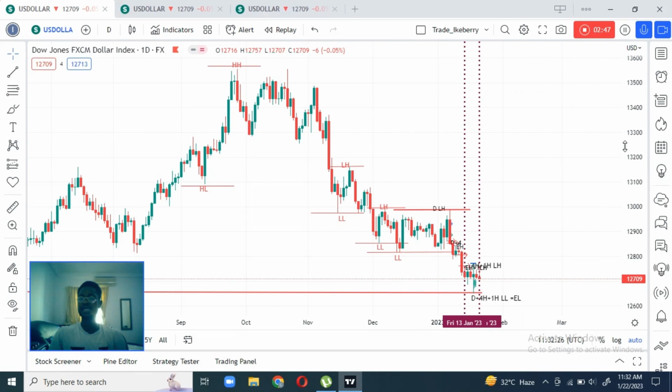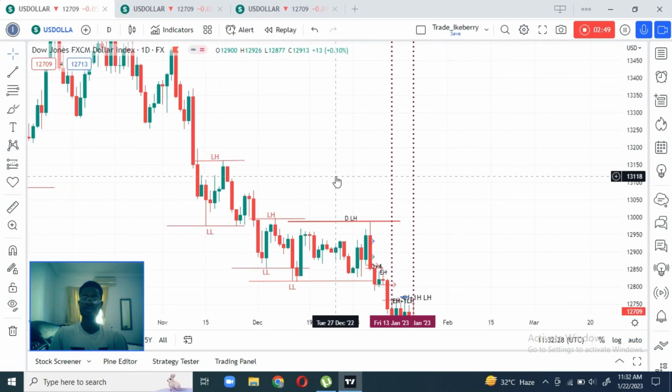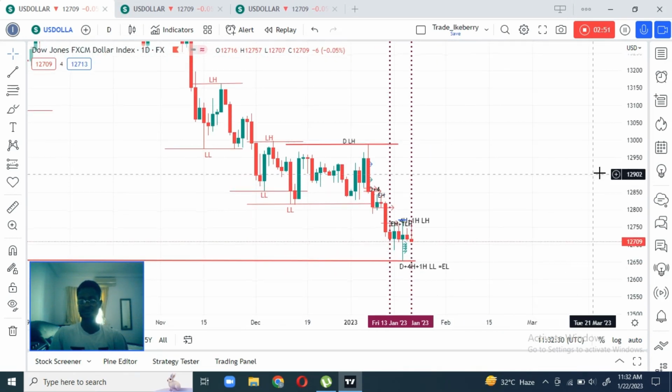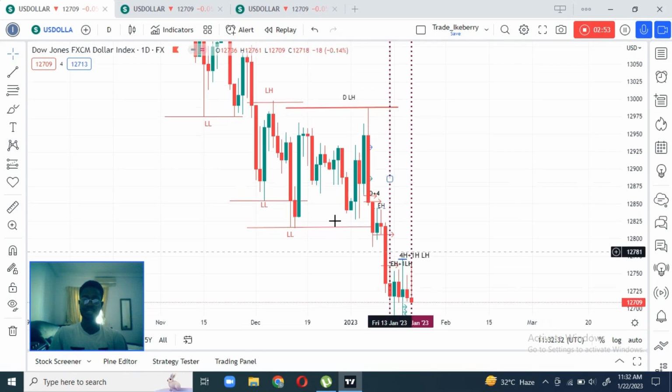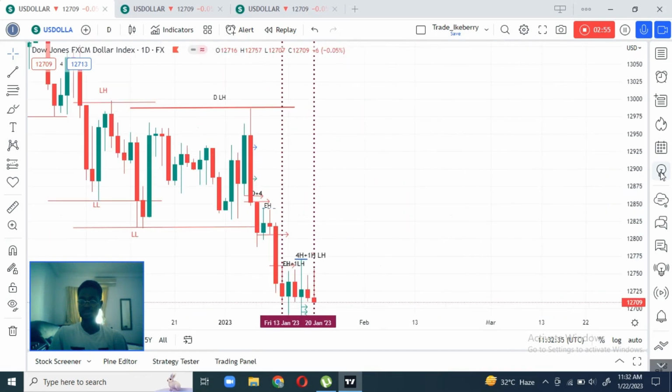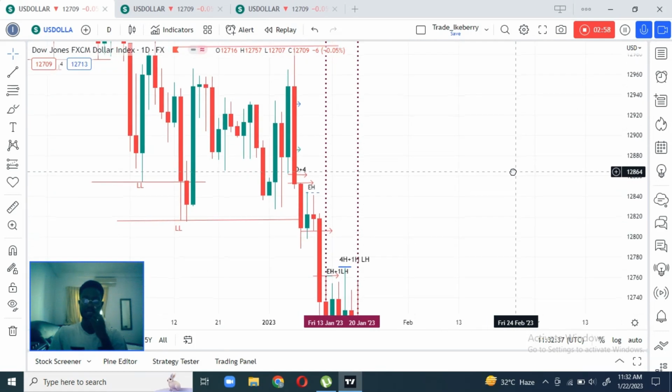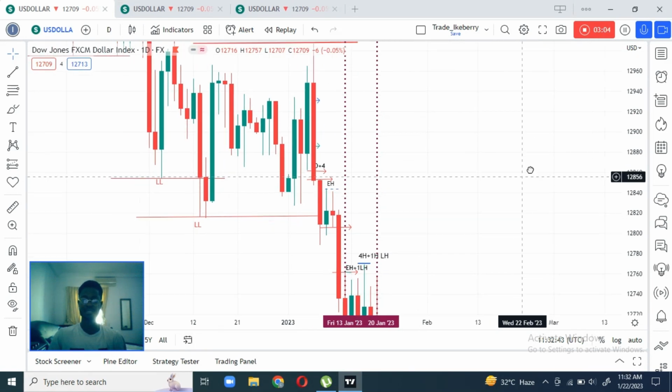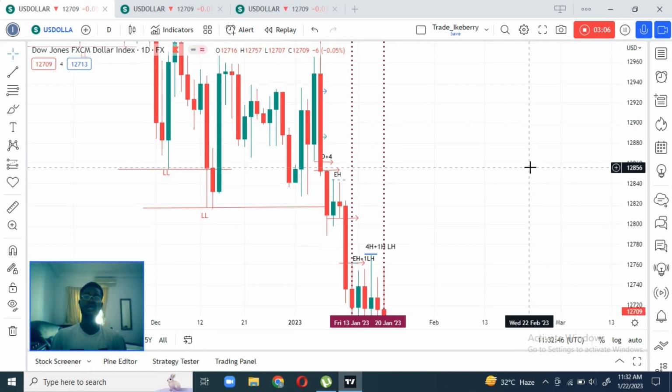So let's dive right into what we have for today. Diving into the daily, I want to zoom out so that you guys will see what we look for here at Trade Ikeberry when it comes to our forex trading strategy. After we find our higher high or our lower high and our lower low, what we then look for are the imbalances within this trading range or this structure.